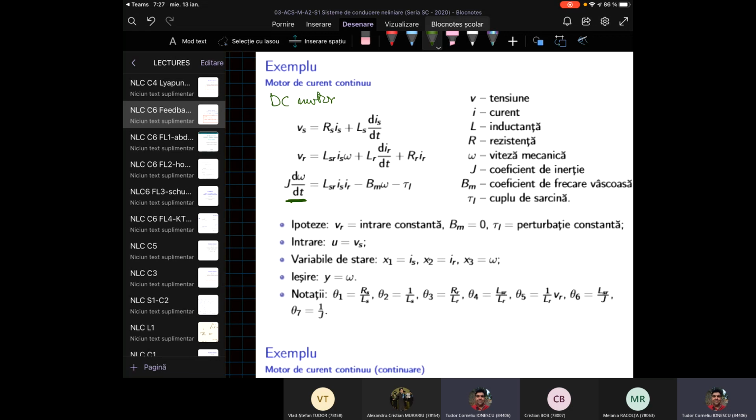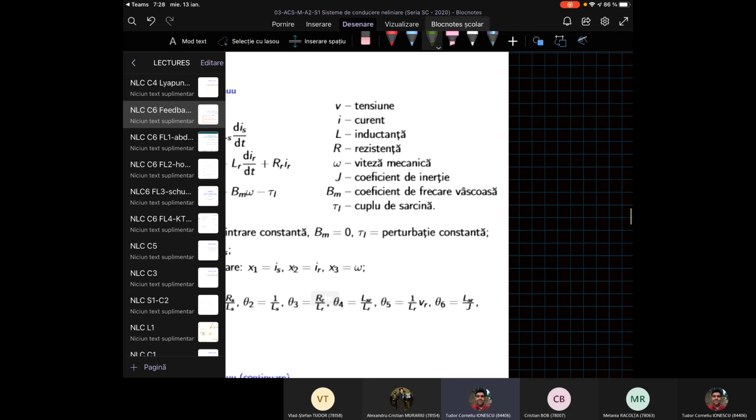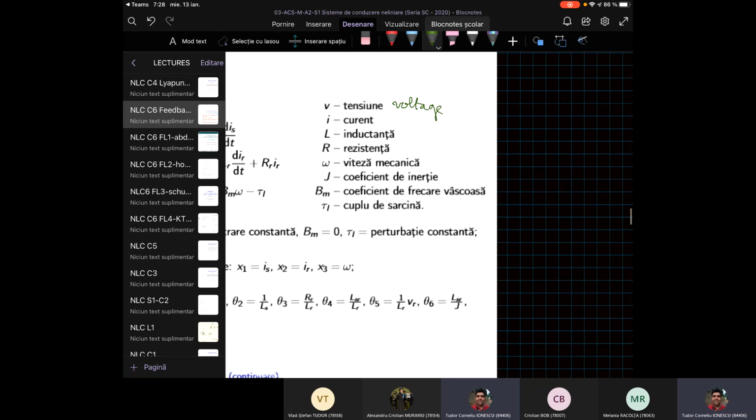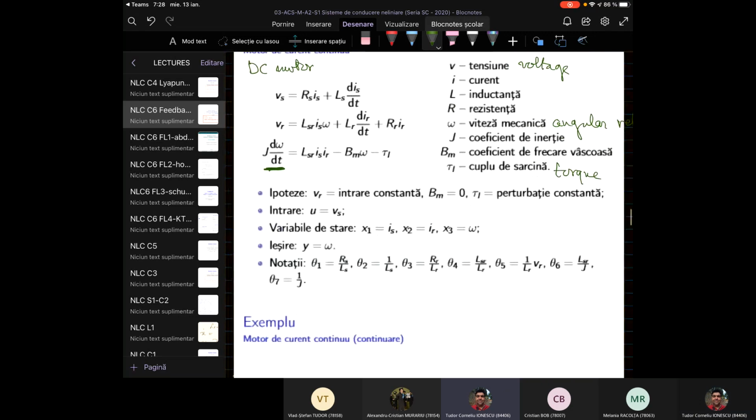V is the voltage, I is the current, L is the inductance, R is the resistor, omega is the angular speed. I should write these in English so they are easier to understand. So voltage, current, inductance, resistor, angular velocity, inertia, friction coefficient, and this is torque. The torque is usually a disturbance. Okay, it's an input anyway.